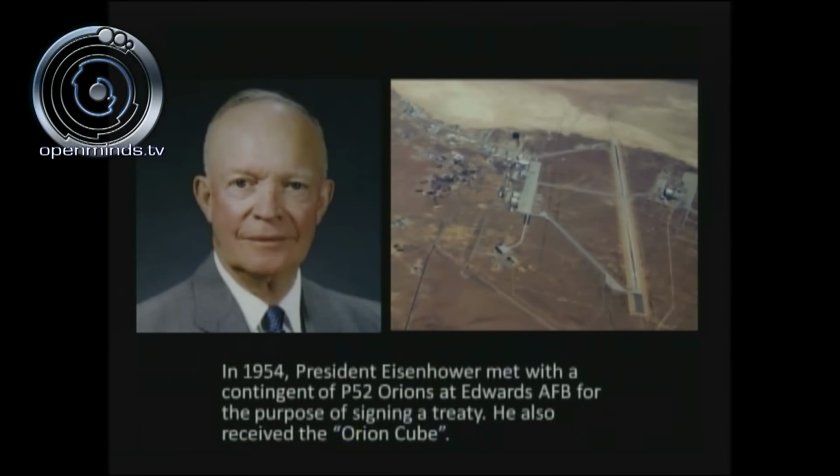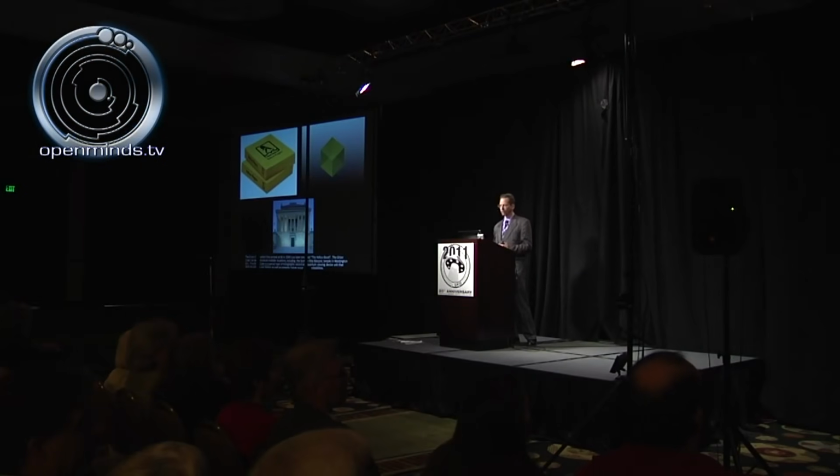Now, in 1954, according to Dan Burisch, there was a meeting between President Dwight D. Eisenhower and representatives of the P-52 Orions, and a treaty was signed. A copy of that treaty was kept at Area S4, Level 4-1, and they also gave President Eisenhower something called the Orion Cube, which we'll talk about as well.